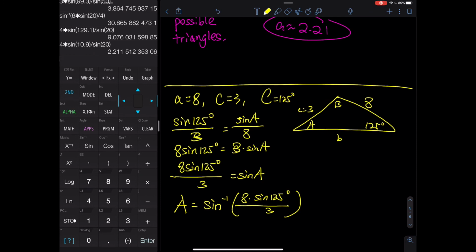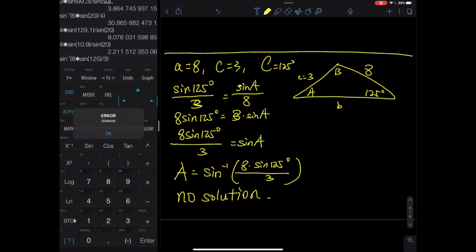Let's go take a look. So inverse sine of 8 times sine of 125 degrees, close parenthesis, divided by 3. So this one is an error. This one has no solution. So A has no solution. Why is this the case? It is no solution because if you just try 8 times sine of 125 degrees divided by 3, this is around 2.18. 2.18 is greater than 1. That's why this is out of the range.